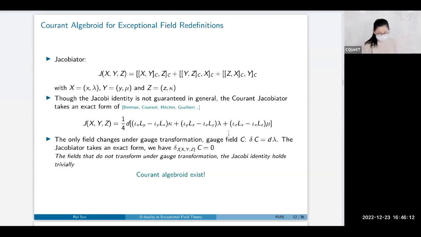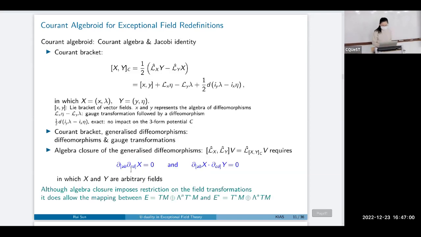What is important is, remember that the gauge transformation we had for M theory is with the 3-form field, and the flux was a 4-form. So this is the only field in exceptional field theory that transforms under this gauge transformation. And what happens is that this Jacobi takes an exact form, so when we consider the gauge transformation, the Jacobi vanishes. Which means we have a Jacobi identity, and we also have the closure of the Courant algebra under this condition.